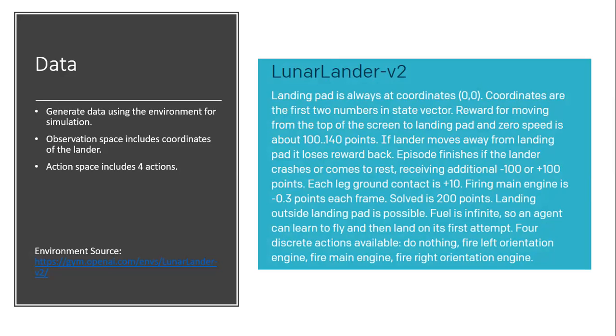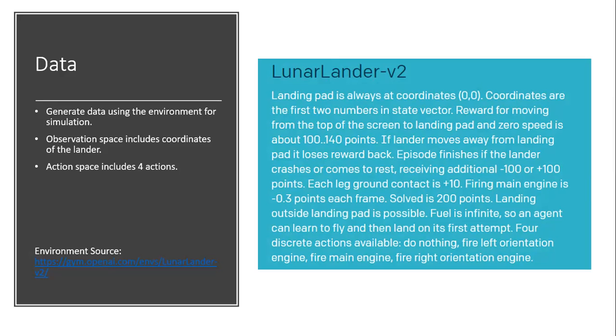And if the lander moves away from the landing pad, the reinforcement learning gives a negative reward to the agent. And then the episode finishes if the lander crashes or comes to rest. If the lander crashes, we give an additional minus 100 points. And if the lander comes to rest, we give plus 100 points.